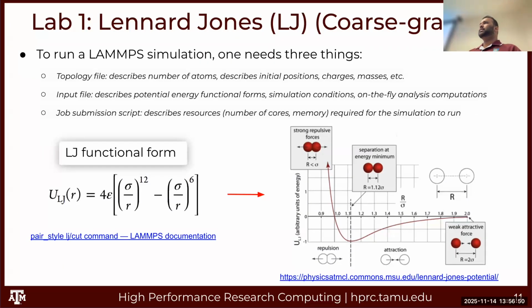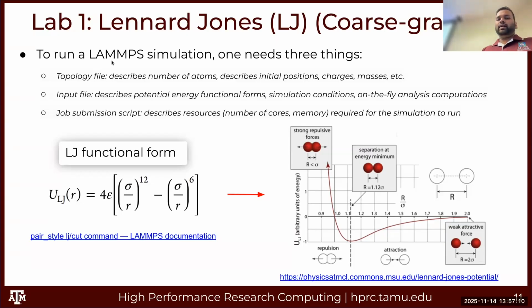Coarse grain model in the sense that there is no all atoms. For example, we will represent a water molecule as just one bead, right? Just a bead. No all atom representation, no carbon, no hydrogen, no oxygen, just a bead. Let's try to simulate MD simulations of that and try to understand what LAMMPS does.